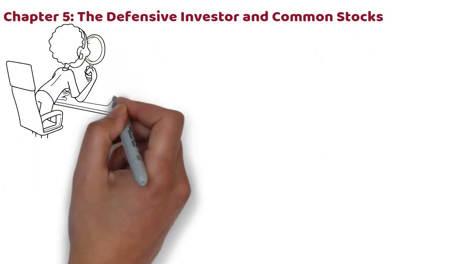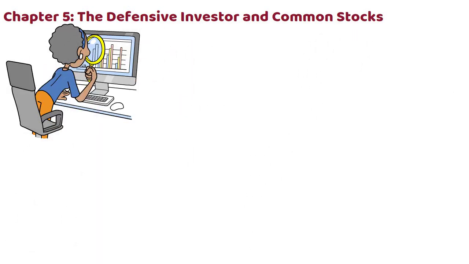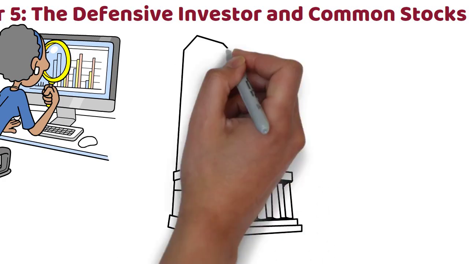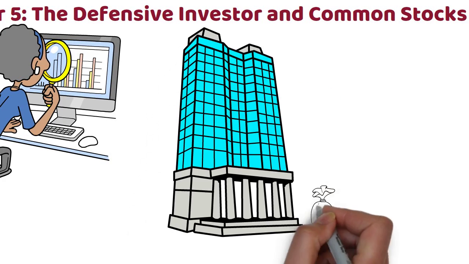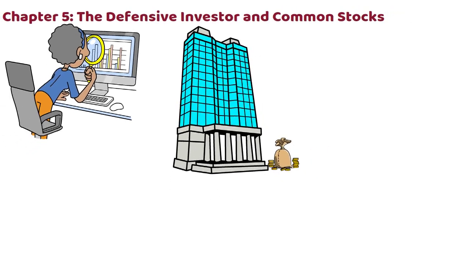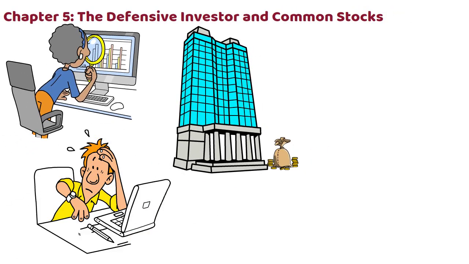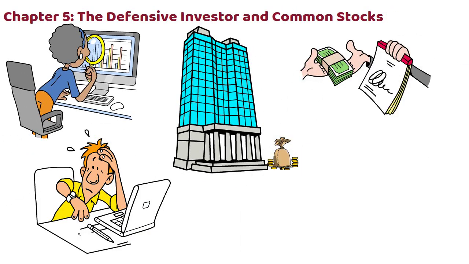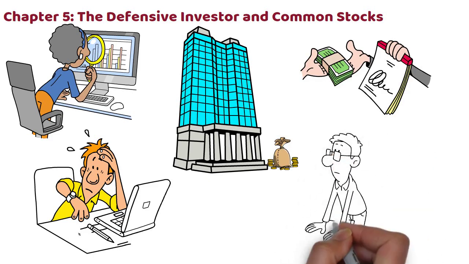Chapter 5: The Defensive Investor and Common Stocks. Graham offers guidance on stock selection for the defensive investor. He advises focusing on large, conservatively financed companies with a long history of dividends. Graham stresses that defensive investors should be cautious about overpaying for stocks and should seek out companies with strong financials and stable earnings.